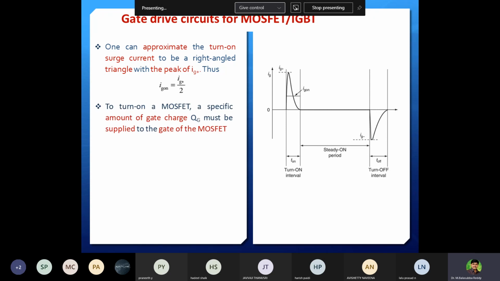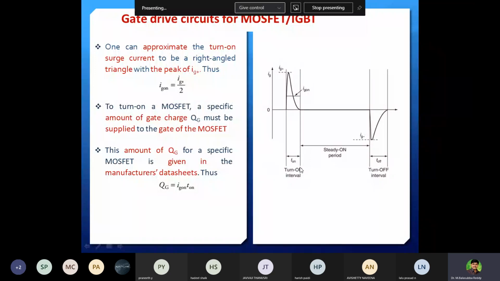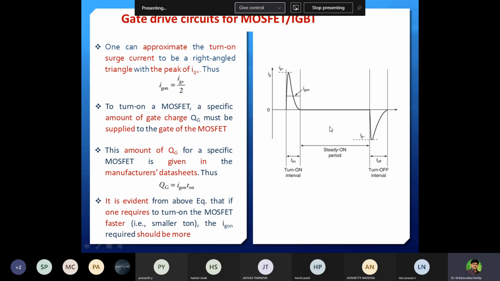With this amount of gate current, some charge will be supplied to the gate of the MOSFET. That amount, QG, is specific to each MOSFET and is given in the manufacturer's data sheet. So what is QG? QG is nothing but time into current. That is the turn on time multiplied by the average current, which is IG on. This product gives us QG.